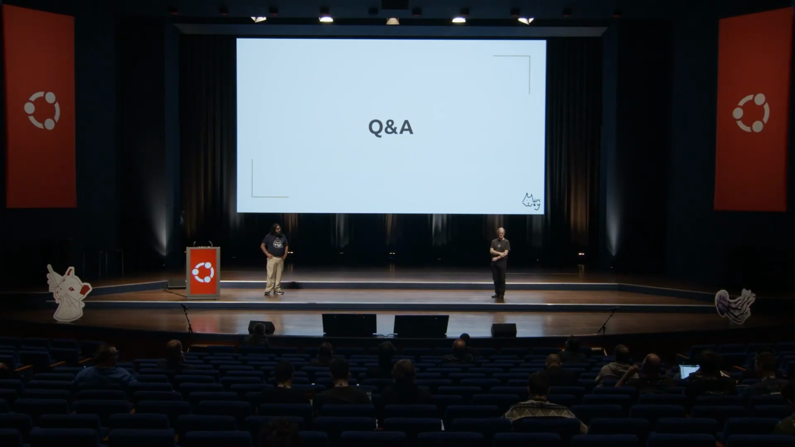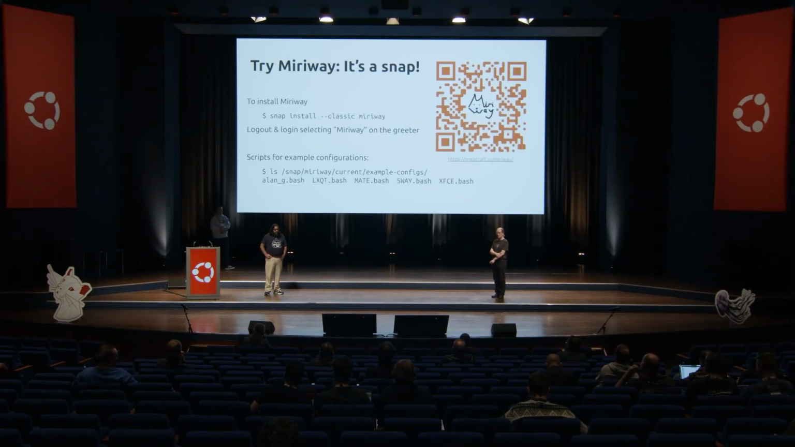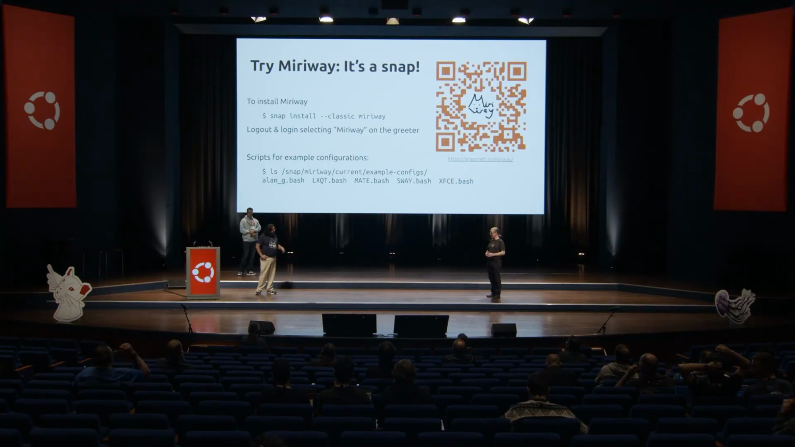Okay, any more questions? Observations? Comments? Okay then. So please try Miriway. It's available as a snap. Yeah, and you can get it in Fedora as an RPM, or try my ISO from earlier.